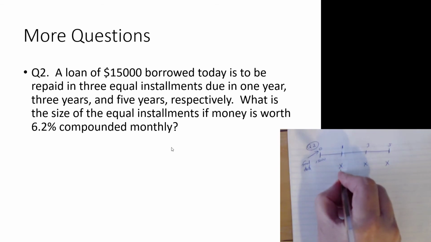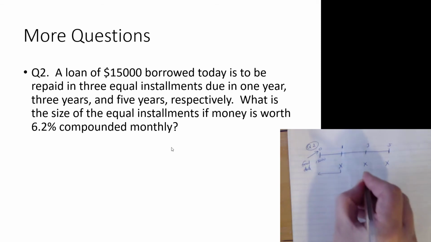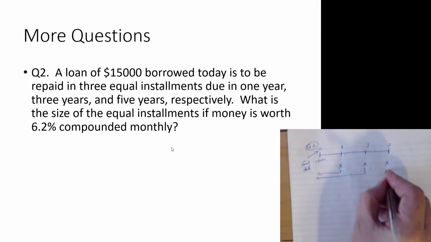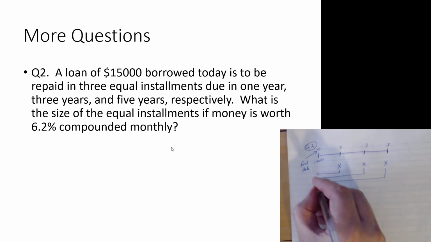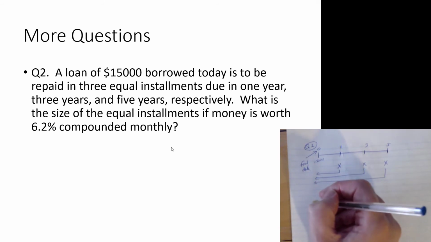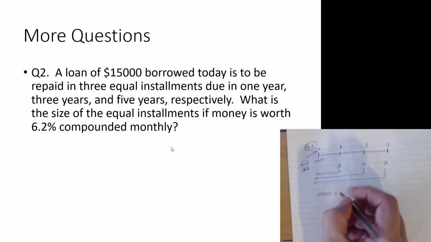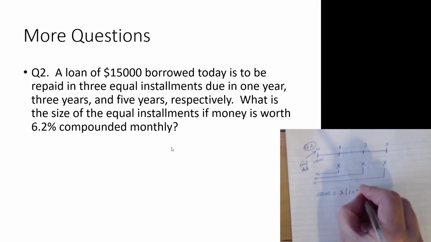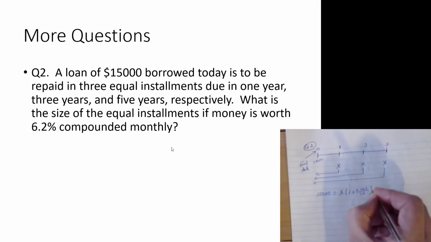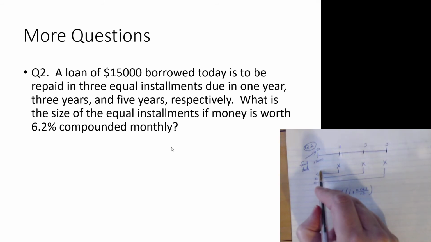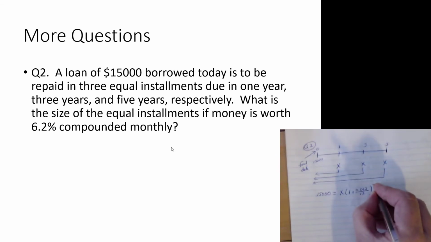So we look at that first X, find the present value of the first X, find the present value of the second X, find the present value of the third X, add them all up, and they should be the same as this $15,000. So what does that mean when I write an equation? It means this $15,000 is going to be the same as the first X multiplied by 1 plus, what's that interest rate? 0.062 divided by 12 because it's compounded monthly. How many months in the first payment? Well, that's 12. Minus 12. Don't forget the minus.